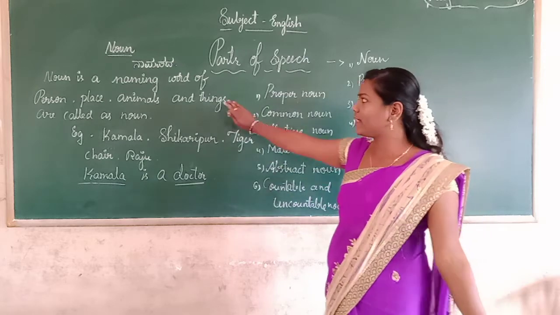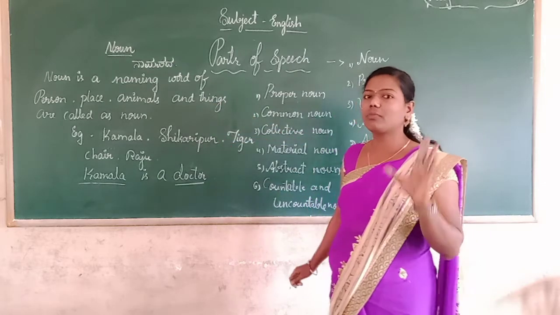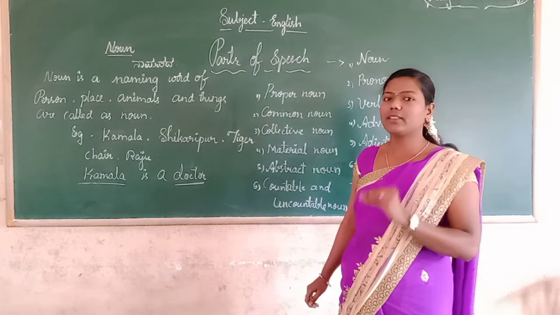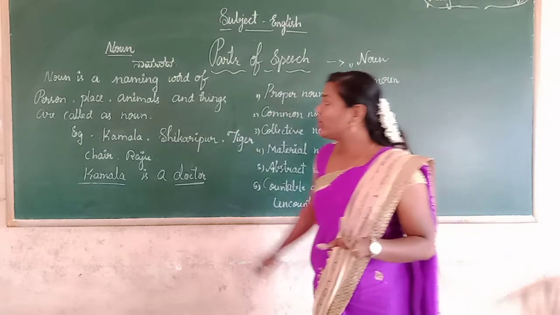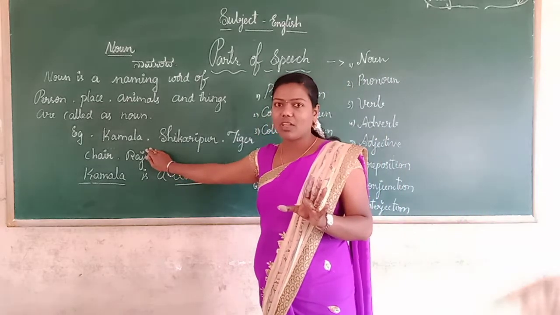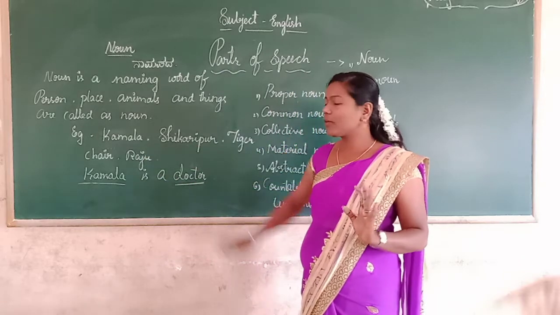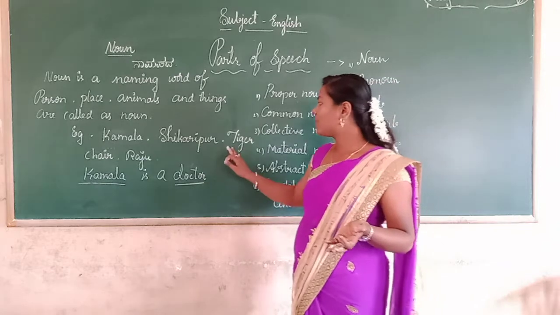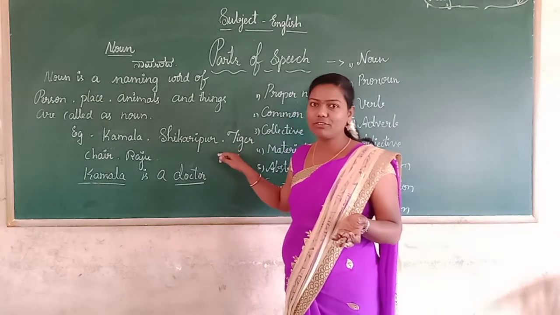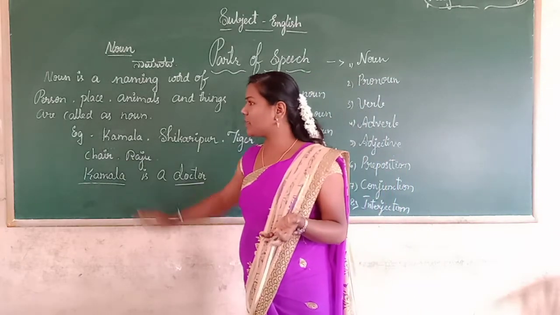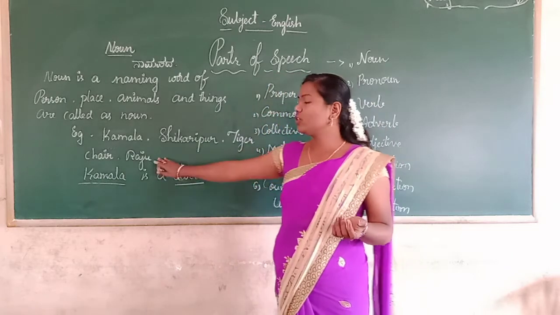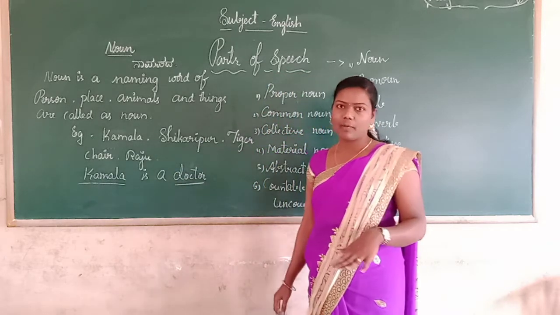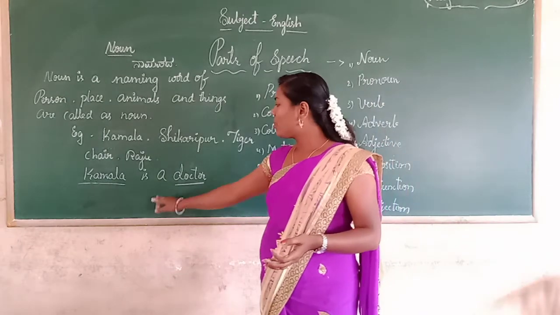So, first point, noun. It is a unique word of person, place, animal, and things, called a noun. So, here, Kamala, it is a unique word of person. And Shikari, it is a unique word of place. And tiger, it is a unique word of animal. Chair, it is a unique word of thing. Roger, it is a unique word of person.